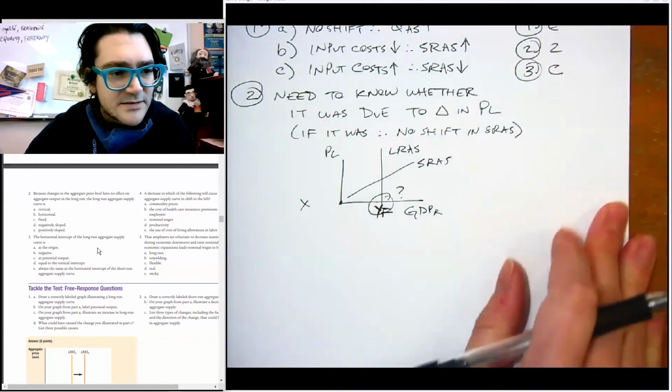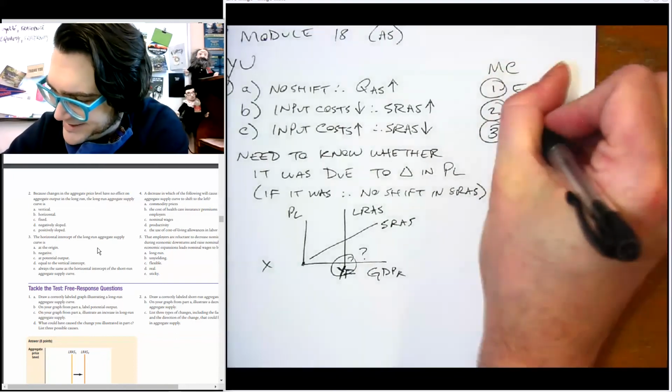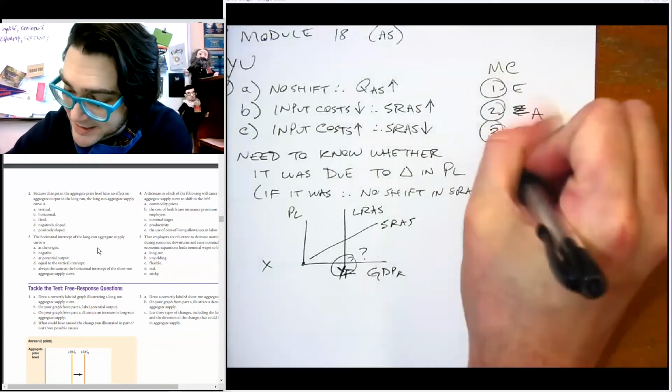Did I write 2? What is that? I did. 2 is A. Losing my marbles, if I ever had them.